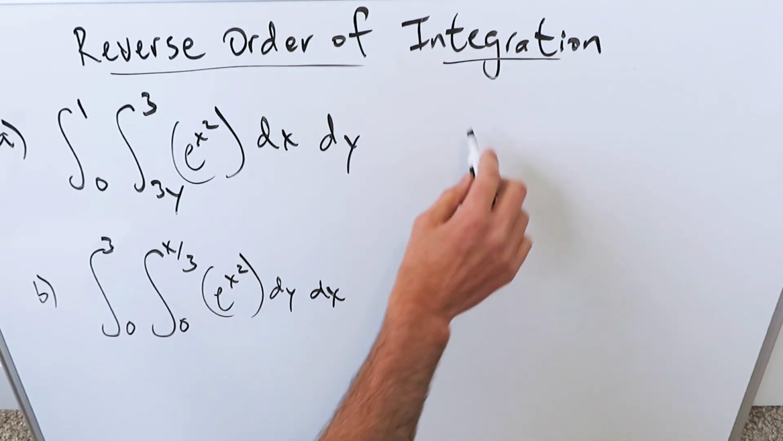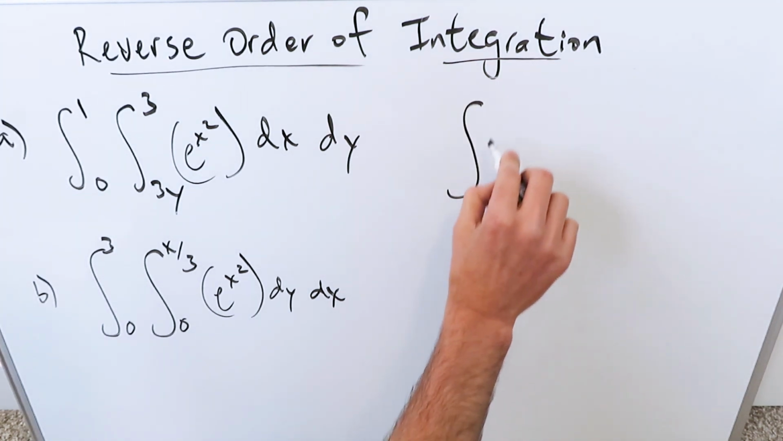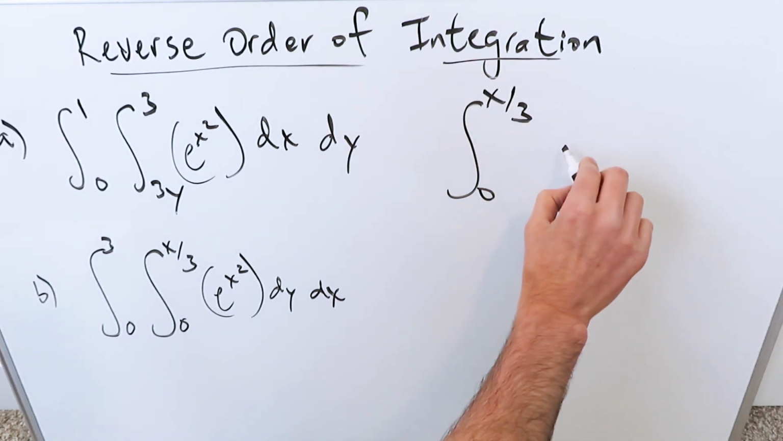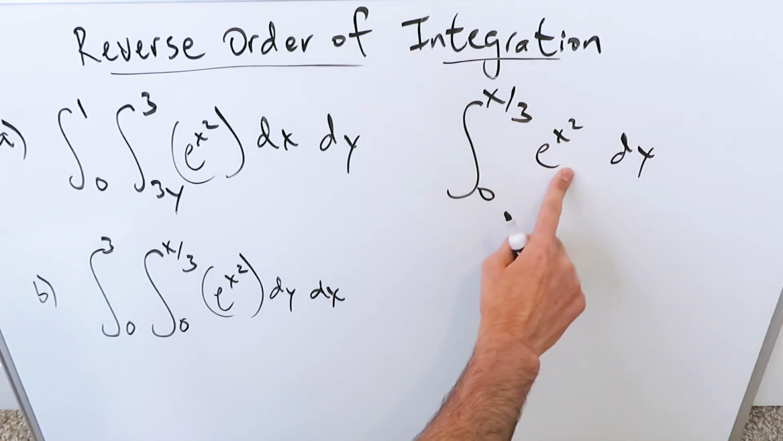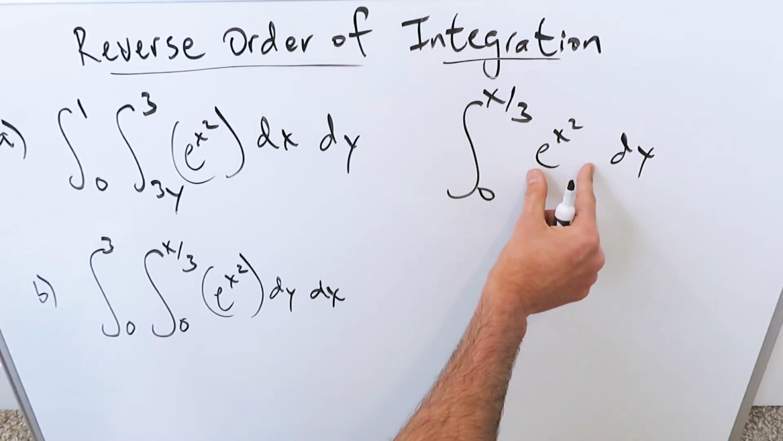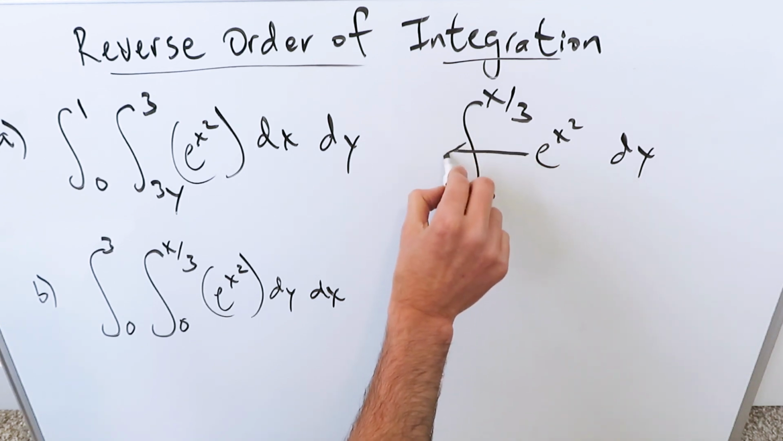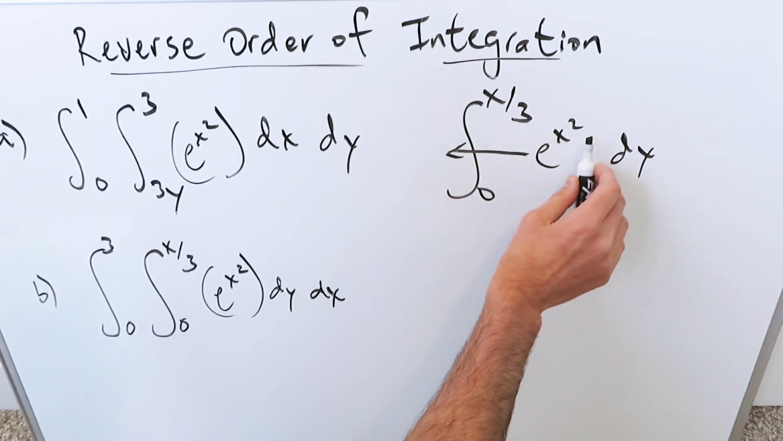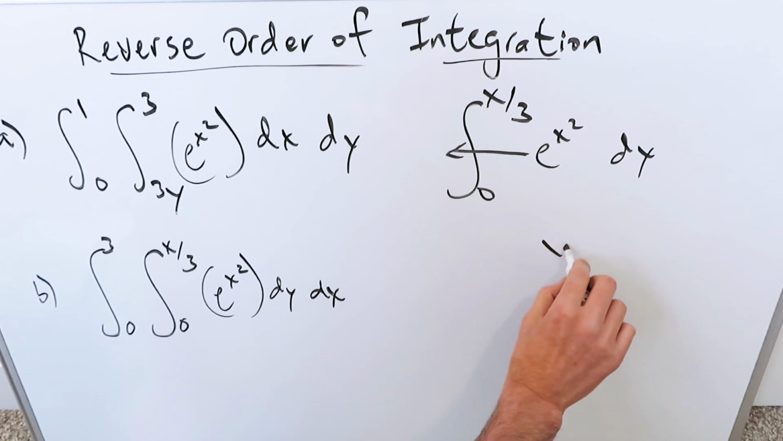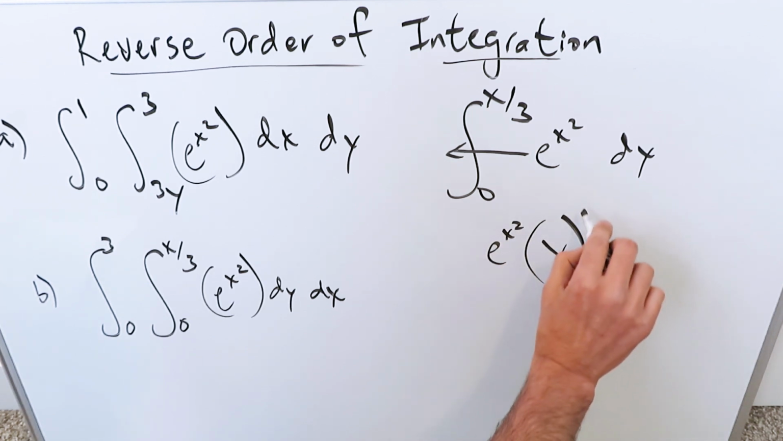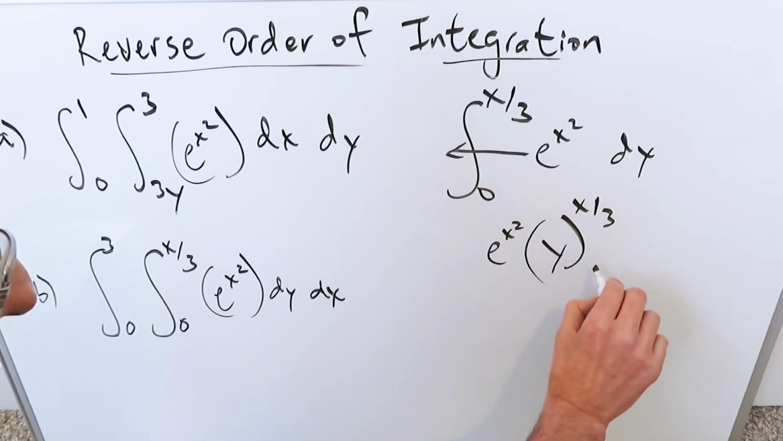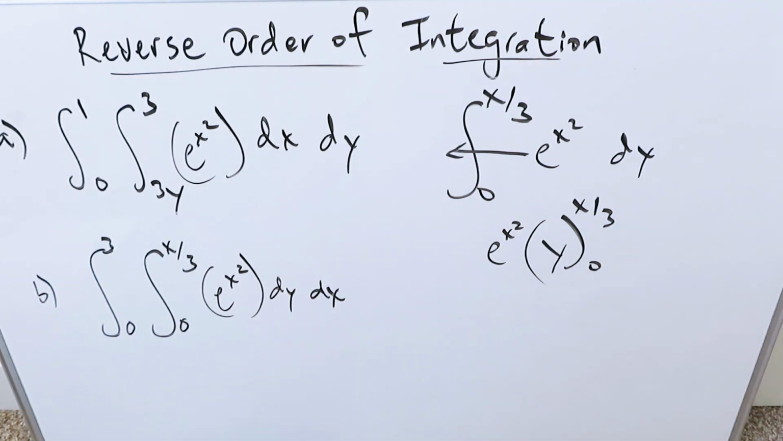I'm looking here at the inner part. I'm looking at it from 0 to x over 3. I have here a function e to the x squared, and then I have a dy. This right here is no different than a constant, you could push it outside because there's no y variable. When you do the antiderivative, you have a y come out, then you have e to the x squared, which is sitting outside as a constant, then you have x over 3, and then you have here a 0. Now take this through to completion.